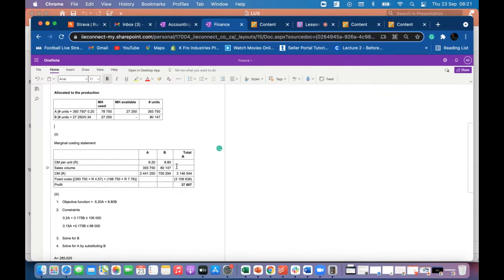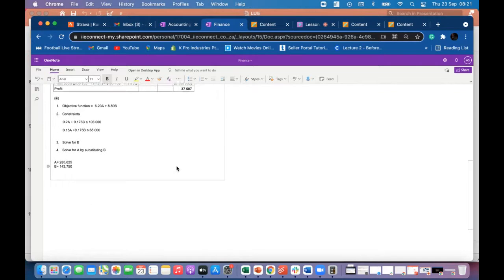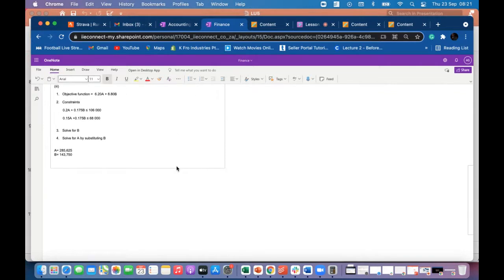So that's part two. Part two is pretty much just a profit and loss statement with the information you have available to you. Right, part three, there they said calculate the production quantity of A and B, which would fully utilize both machine capacity and direct labor hours, where direct labor hours were limited to 68,000 hours. Hint, you may need to use linear programming.